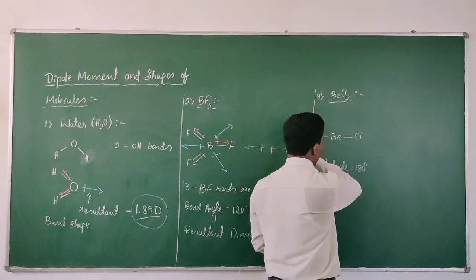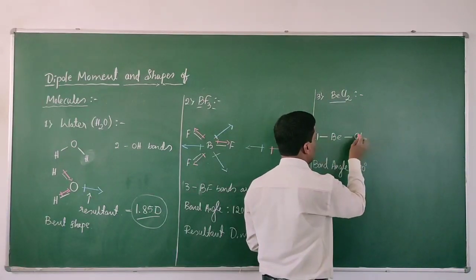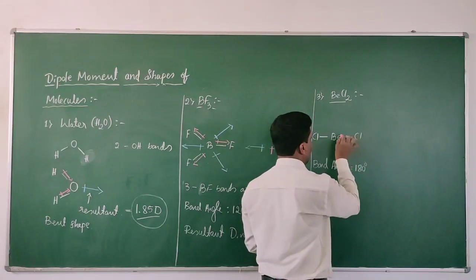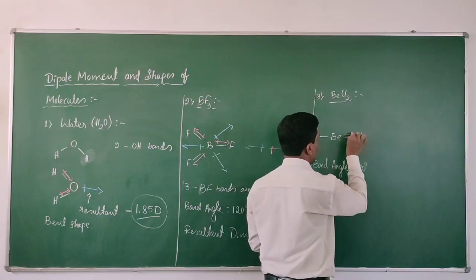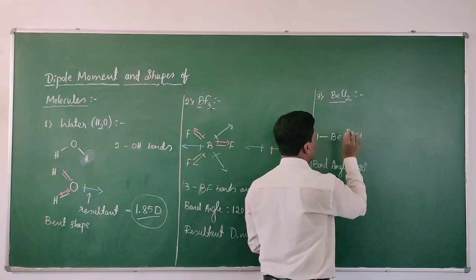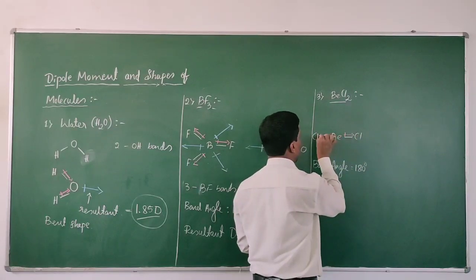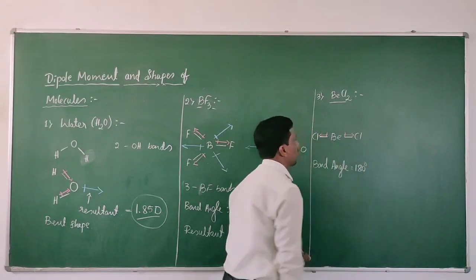The electronegativity of chlorine is more than that of beryllium, therefore the dipole moment is towards what? Towards the chlorine.